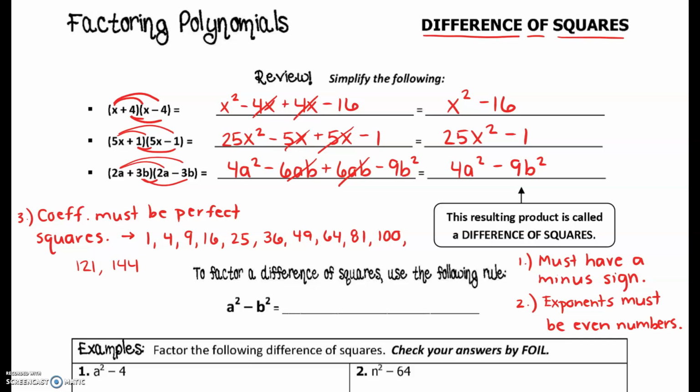So I would expect that you know that each one of these numbers is a perfect square. What that means is you could take the square root of that number and it would result in an integer. So the square root of 100 would be 10. The square root of 36 would be 6.